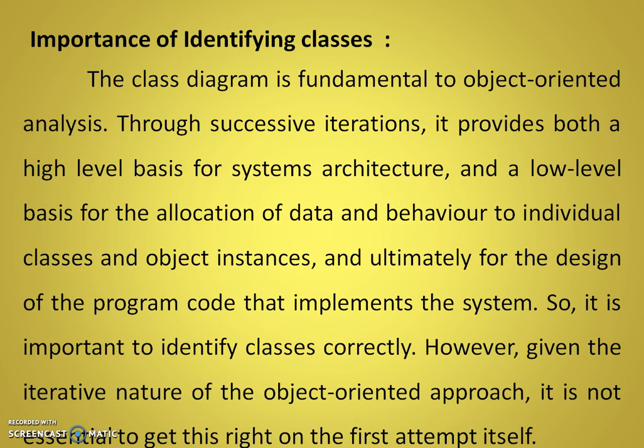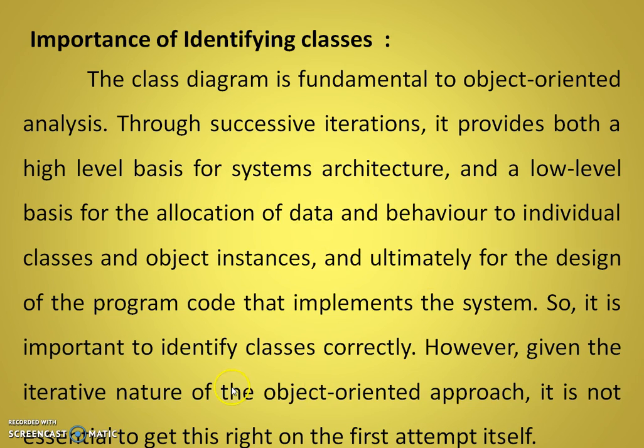Importance of identifying classes. The class diagram is fundamental to object-oriented analysis. Through successive iterations, it provides both a high-level basis for systems architecture and a low-level basis for the allocation of data and behavior to individual classes and object instances, and ultimately for the design of the program code that implements the system. So therefore, to implement any problem, we require the initial set of classes and also the behavior of the objects and their interaction, so that we can develop a system accurately. So it is important to identify classes correctly.